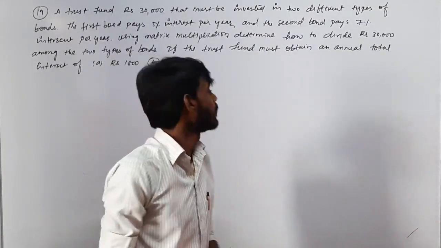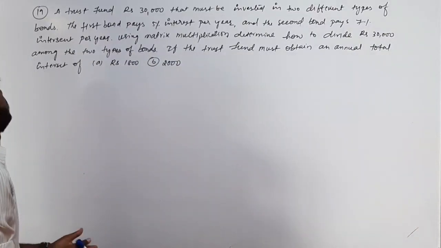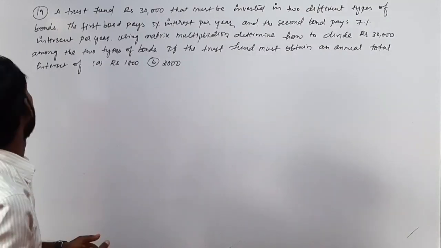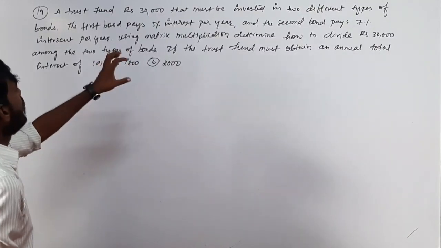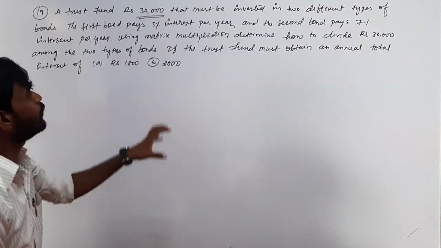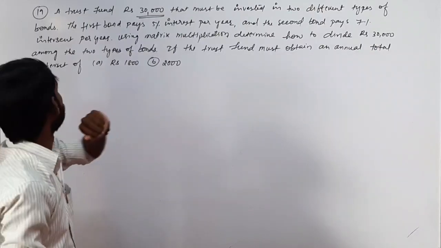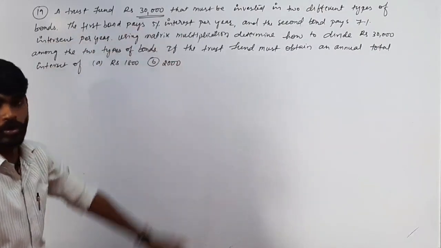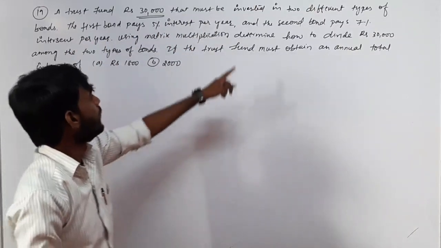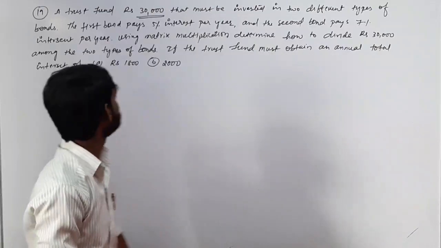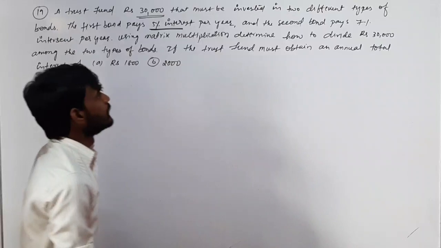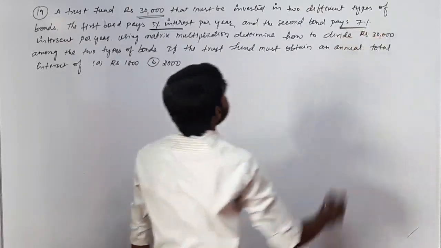Okay, students. Next, question number 19. A trust fund of 30,000 must be invested in two different types of bonds. So the total amount will be 30,000. In these 30,000, they have to invest in two types, that is first bond and second bond. The first bond pays 5% interest per year, and the second bond pays 7% interest per year. So the first bond will be 5% and the second bond will be 7%.